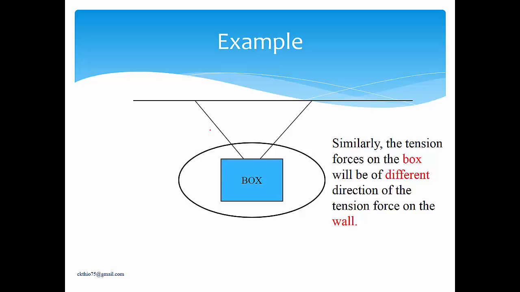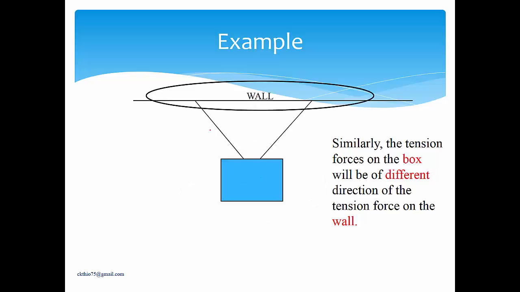So if it's a box, the tension force is actually lifting up the box. But if you are talking about the wall, imagine that you're a wall and then you have two strings hanging down. The string is actually pulling you down, trying to pull you down, okay, if you are the wall. So again, the direction of the force is different for different objects.